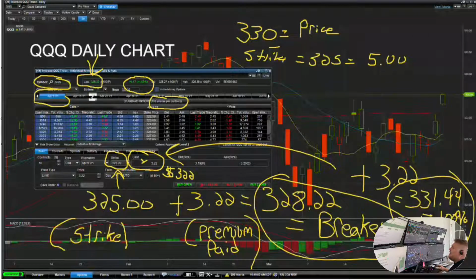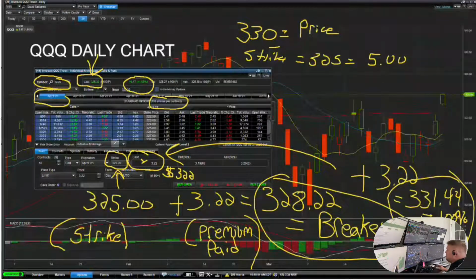Now, let's say we have a big move in the market next week and we see QQQ at, let's say, 340 by next week, right? 340 minus that strike of 325, that's 15. If we paid $3.22 and it's now worth 15, divide 15 by 3.22. That's a 366% return if QQQ got up to 340 by next week. So if it got up to 340, that means that 325 is going to be worth $15. You paid $3.22 for it.